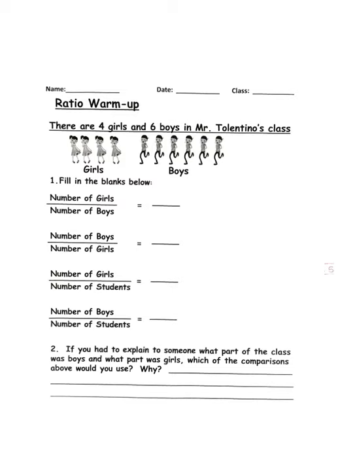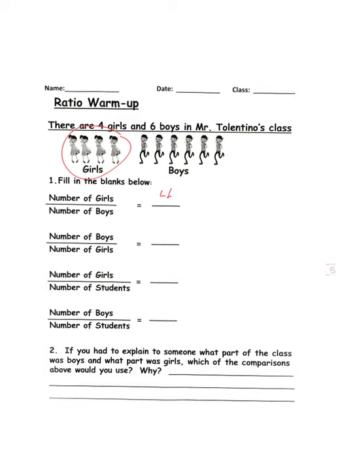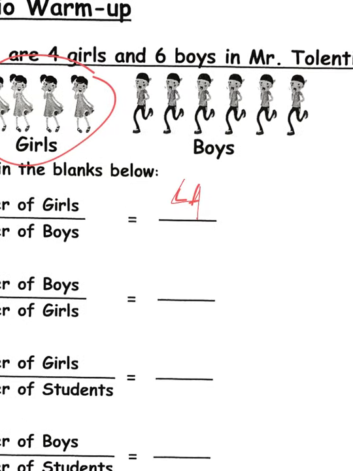There are 4 girls and 6 boys in Mr. Talento's class. As you can see, we have the picture up here. It's a girl, and then these are the boys. Fill in the blank below: the number of girls to the number of boys. So we have 4 girls and 6 boys.